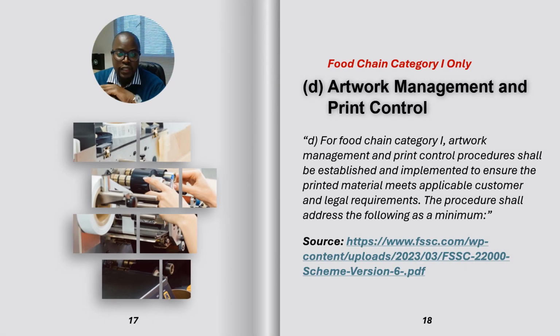Okay, so this specific requirement is only applicable to category I, which is food packaging, and it deals with artwork management and print control, and it reads as follows. For food chain category I, artwork management and print control procedures shall be established and implemented to ensure the printed materials meet applicable customer and legal requirements. The procedure shall address the following as a minimum, which is what we are going to look at.